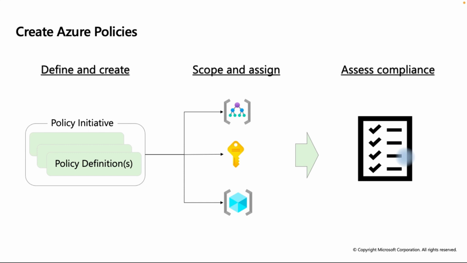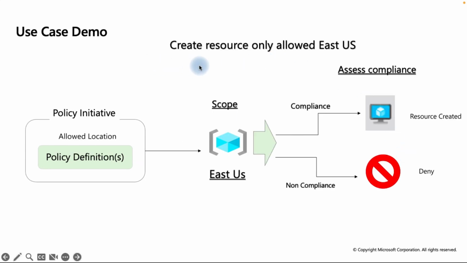So we will go to the diagram. Here is my use case: create a resource only allowed in East US. Here we use the policy initiative, and the scope will be applied to the resource group. If it is compliant, then the resource will be created. Non-compliant means the resource will be denied. So we will now discuss this in the Azure portal for the policy level.